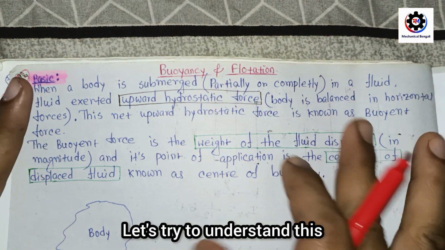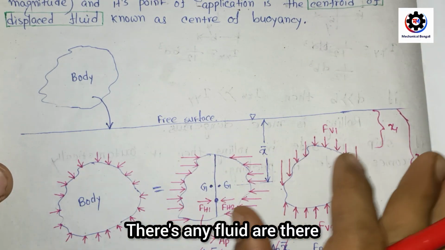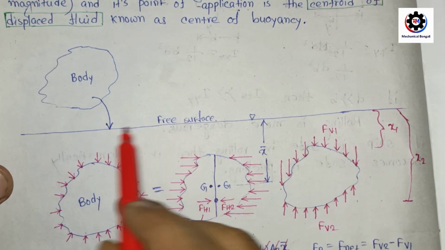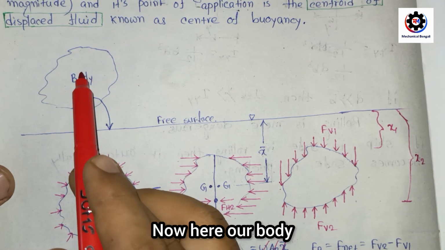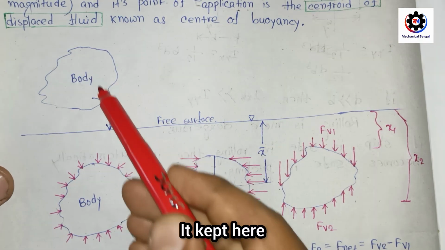Let's try to understand this. So consider this is a fluid surface. There is some fluid here. It may be water, it may be air, it may be any fluid. Now consider this is liquid water, and this is the free surface. Now this is our body, and this body is kept here.